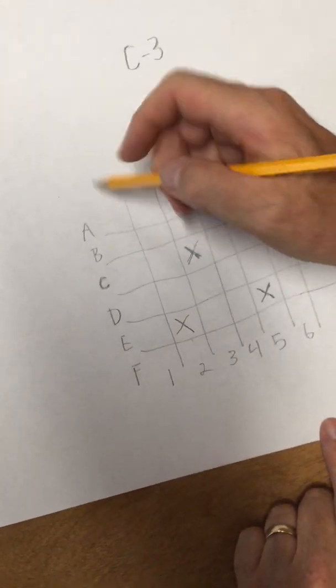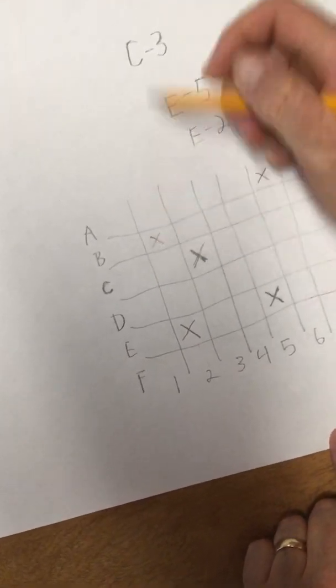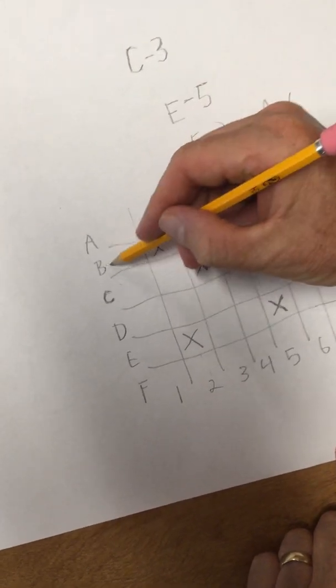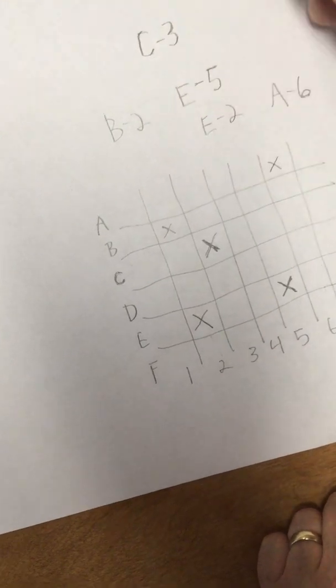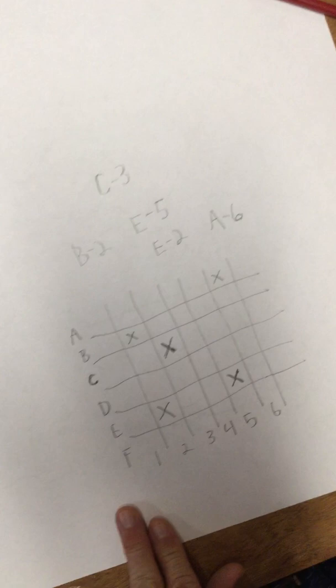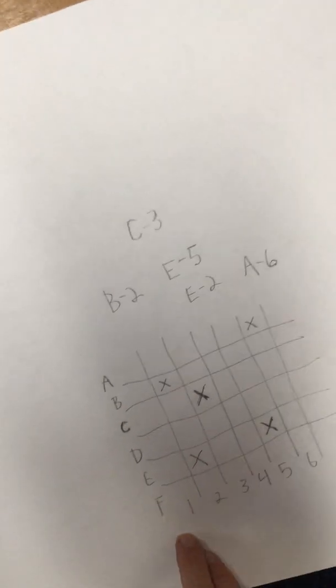Okay, we'll do one more. That would be B2. Okay, so just make sure you're comfortable with that. It's a pretty simple system, but let's flip it over to the map.